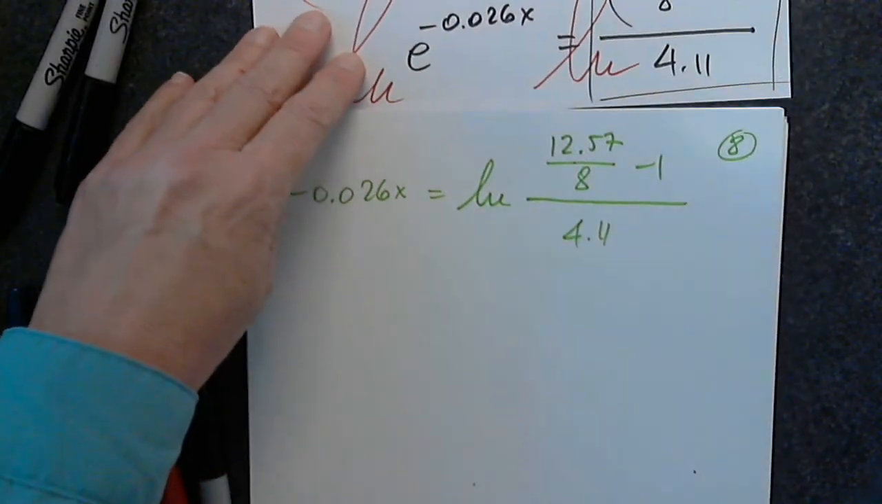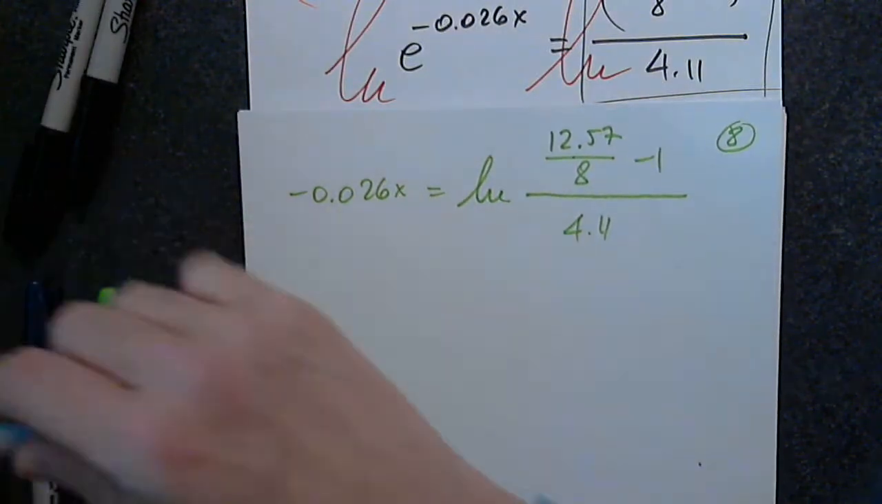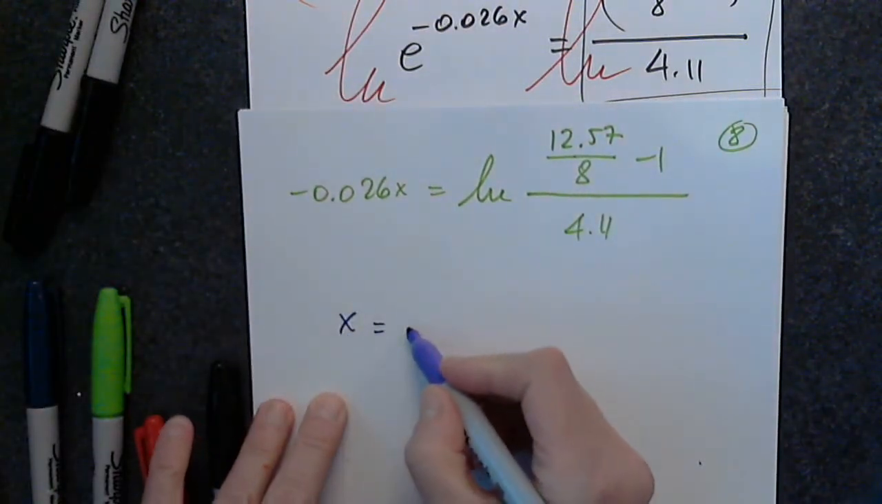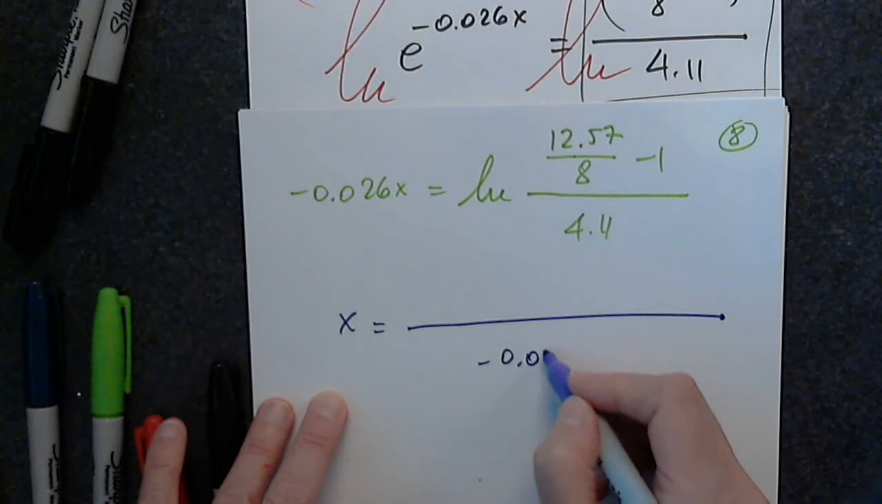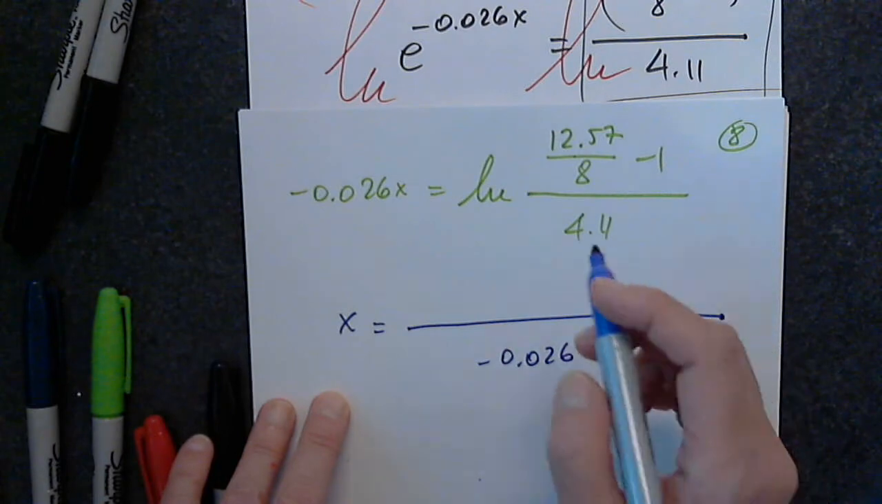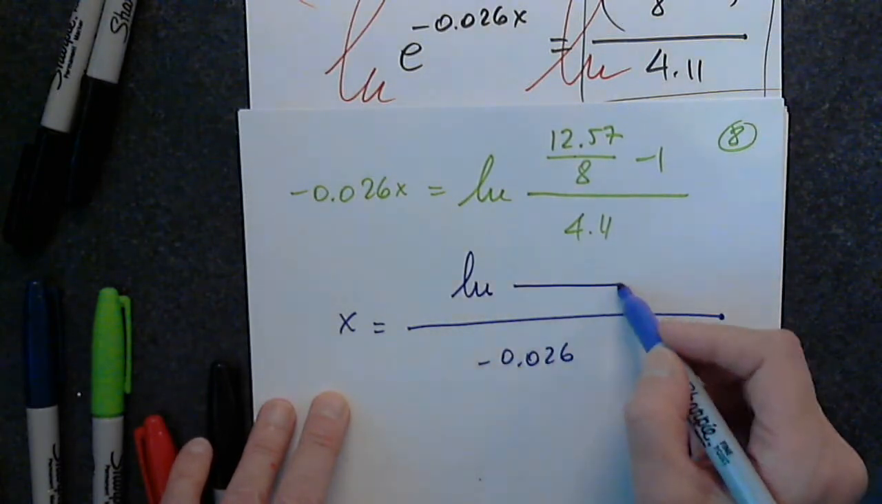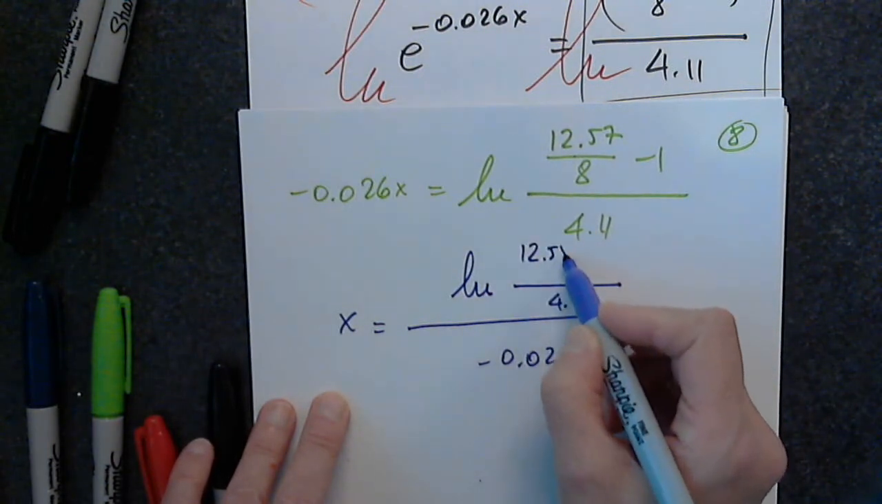Okay, I peeled off everything. I just have one more slice, which is divide both sides by negative 0.026. Yes, Alex, go ahead. Negative 0.026. Yes, that's it. That's the last step. So I want x. Now be very careful how you write it. The whole thing gets divided by negative 0.026. Fraction line and the equal symbol have to be lined up. The numerator is natural log of a fraction. In the denominator of the log is 4.11, and then 12.57 over 8 minus 1.